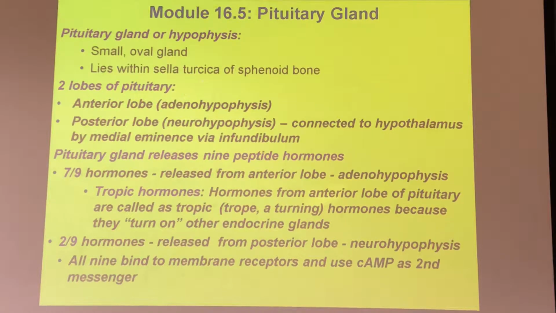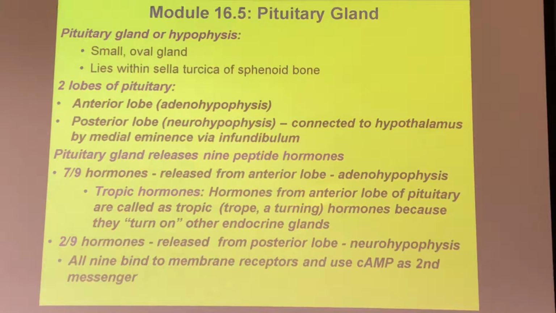There are two lobes of the pituitary gland. The anterior is also known as the adenohypophysis. The pituitary gland itself is called the hypophysis, so the anterior one is called the adenohypophysis, and you need to know these synonyms. The posterior lobe is called the neurohypophysis because it is connected to the hypothalamus by this area, which is called the infundibulum, and the area which connects to that infundibulum is called the median eminence.